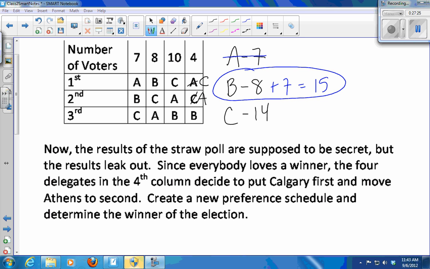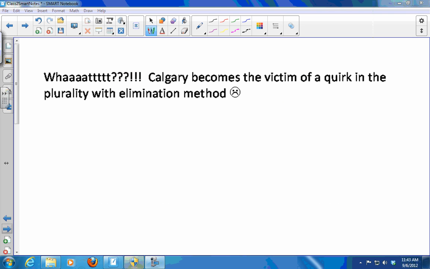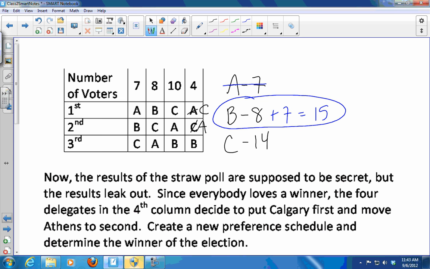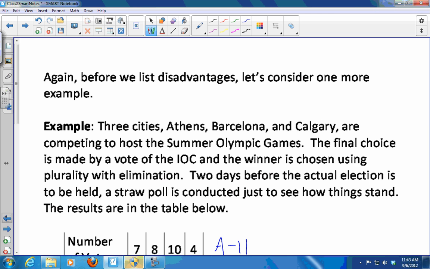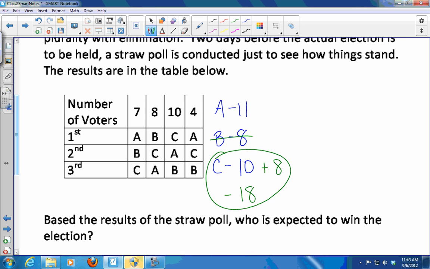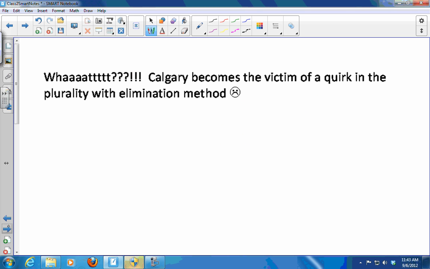So now Barcelona is going to be the host of the Olympics instead of Calgary. What? Isn't that weird? Like, the only change was something positive for Calgary, right? Calgary was going to win. They were in the lead, all set to win. And the only thing that we changed is we gave Calgary a boost in one of these columns. We tried to help, right? We tried to help Calgary. Even though they were already going to win, we just gave them a little extra boost, and then they lost. Right. So that's a quirk of the plurality with elimination method.